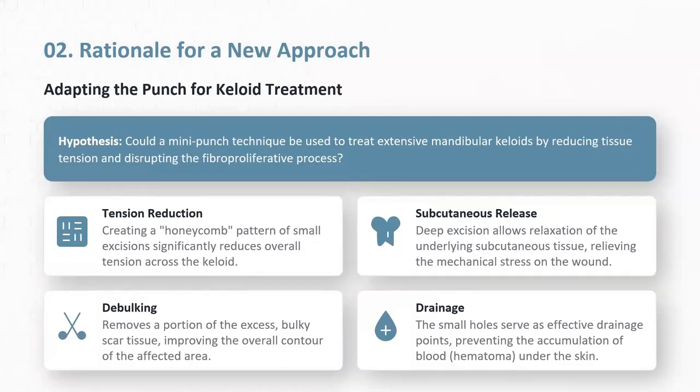Our hypothesis was that a mini-punch technique could treat keloids by reducing tension, which is a major cause of their formation. By creating a honeycomb pattern, we can release tension, remove some scar tissue, and even provide drainage. We then combine it with radiotherapy to target any remaining abnormal cells and prevent recurrence.